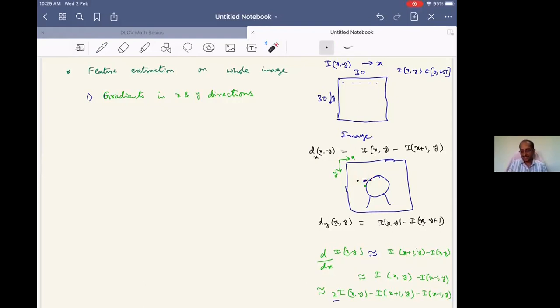Discrete gradient is an approximation of the continuous gradient. You can do many different ways of approximation. Of course, you can also take more samples. You can see how this differs from all 4 samples in the neighborhood. Similarly, you can do in the y direction. Hope this is all clear. If it is not clear, you have to ask. So, gradients in x and y directions. This is essentially performed through edge detection.